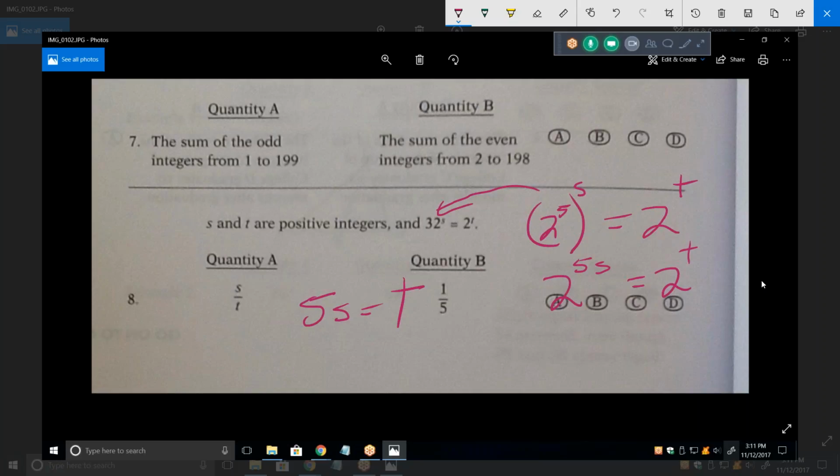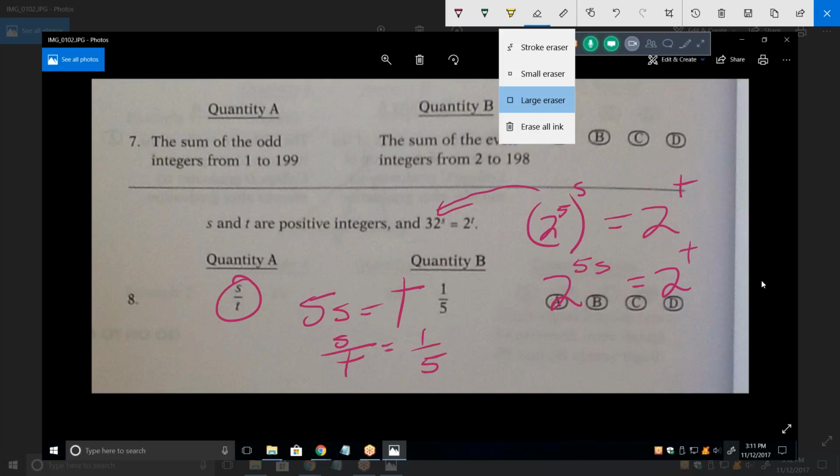And they're asking about that quantity. Well, how about if I divide both sides by t, and divide both sides by 5. I get s over t equals 1/5. So wait a minute. Let me go through that. Yeah, I did 2 steps. Hold on.